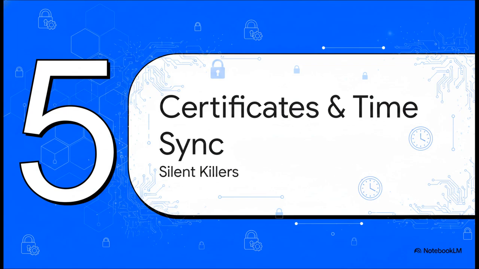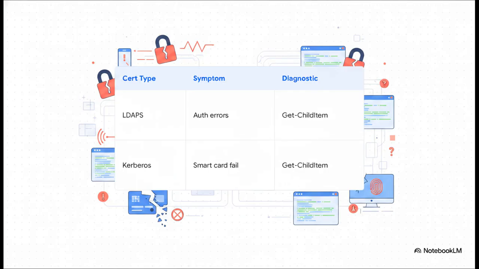Finally, Section 5, Certificates and Time Sync. These are the silent killers. Let's map out the symptoms of massive, simultaneous authentication failures so you know exactly what you're looking at. When your LDAP certificate on port 636 expires, every application querying AD securely is going to fail simultaneously, and they'll throw these incredibly vague errors. When your Kerberos certificate expires, smart card logins will instantly break.